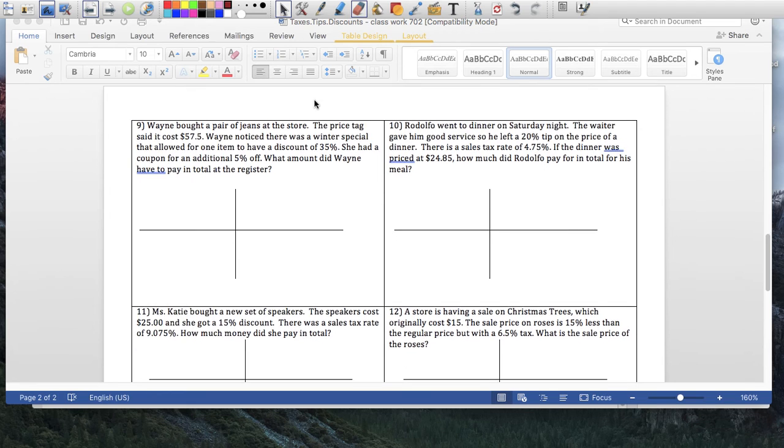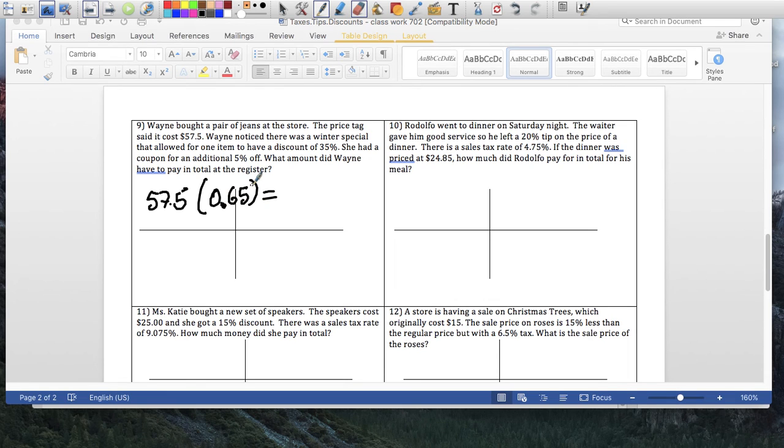Let's do number 9. Number 9 says that you had a coat or jeans. It's $57.50. And there was a winter special. The winter special said you're not paying 57.5 anymore. We are going to take 35% away. If we take 35% away, it really means that you're responsible for paying 65% of the value, right?